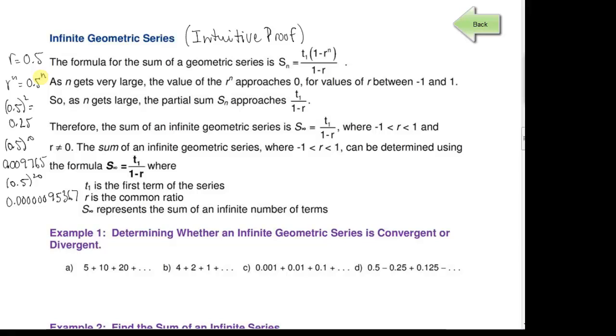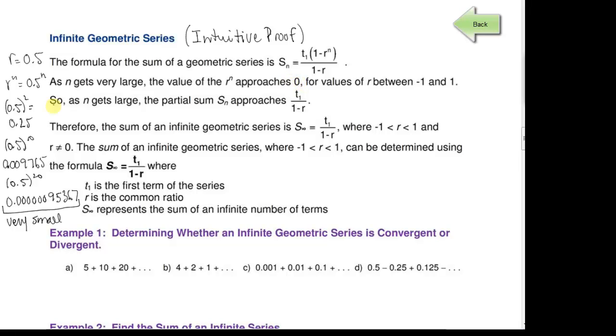So what do you notice about your value of r to the n as your exponent n gets larger and larger? You should be seeing that this number is becoming very small. It becomes so small that for all intents and purposes, we can say that the value is 0. So r to the n approaches 0, and it becomes such a small number that we are going to say that it's equal to 0.